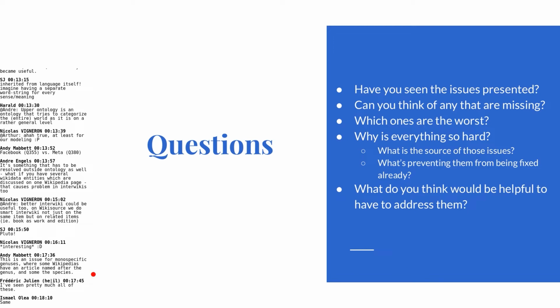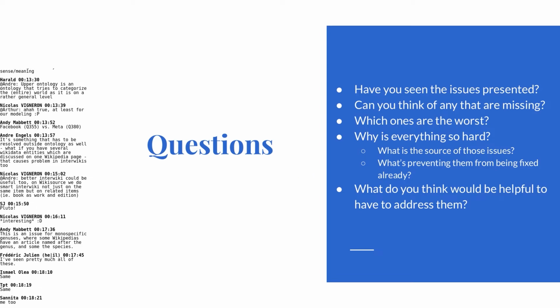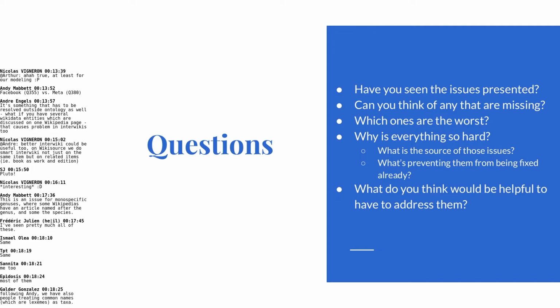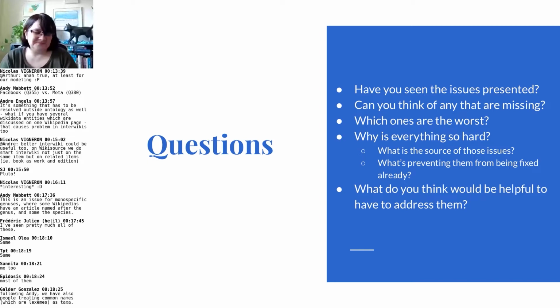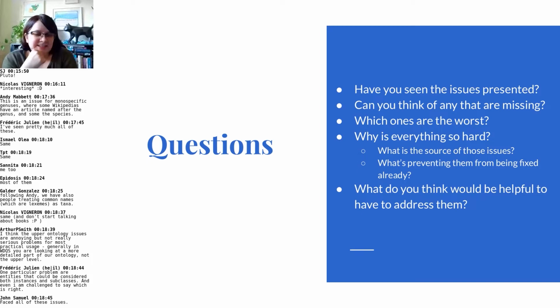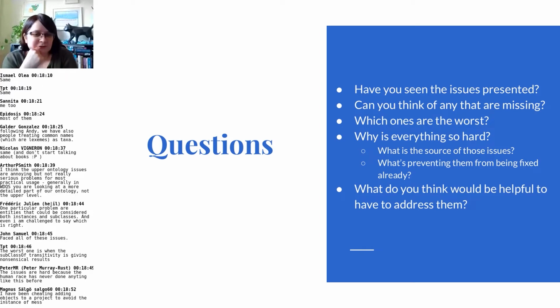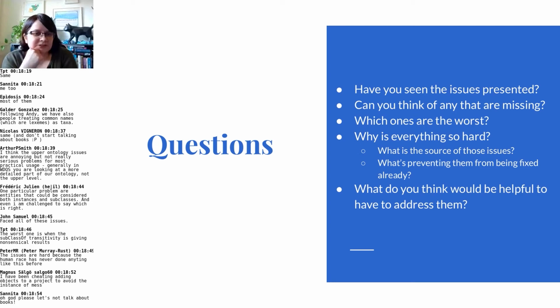Frederick is saying, I've seen pretty much all of these. Yes, that's good to hear, I guess, and not so good to hear at the same time. Okay, Arthur is saying, I think the upper ontology issues are annoying, but not really serious problems for most practical users. Generally in Wikidata Query Service, you're looking at more detailed parts of our ontology, not the upper level. Yes, so far this is also my impression.